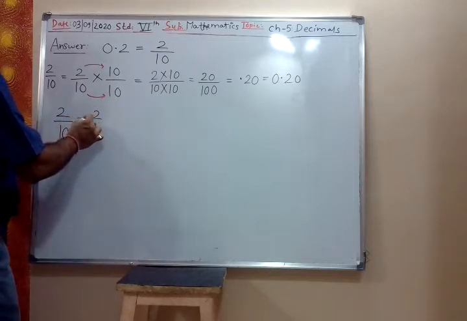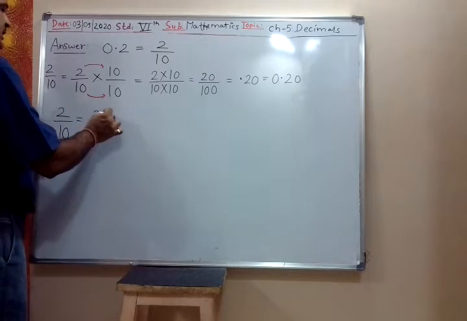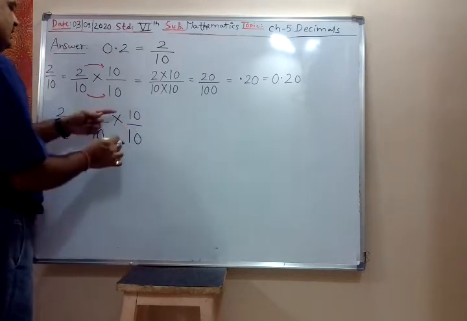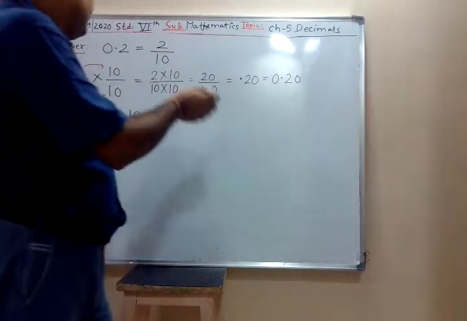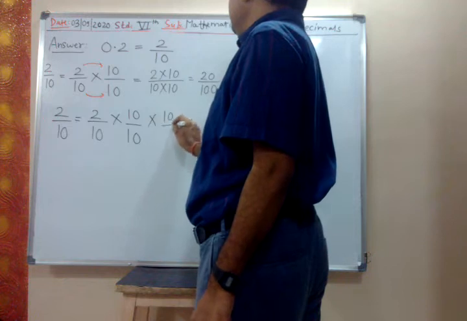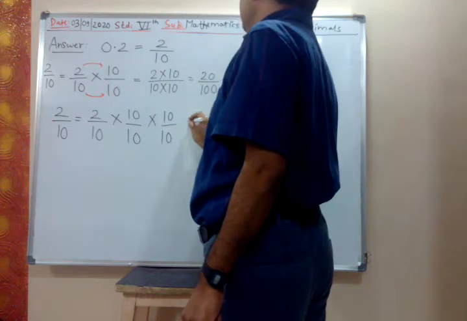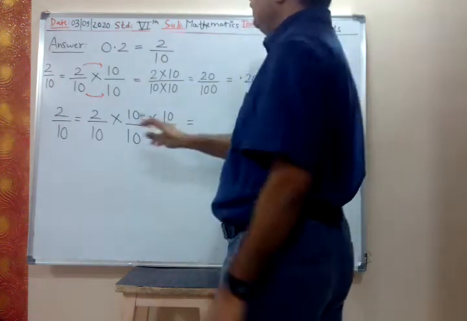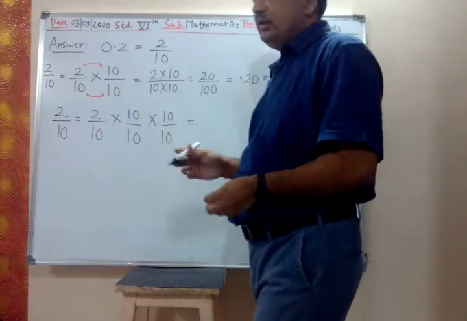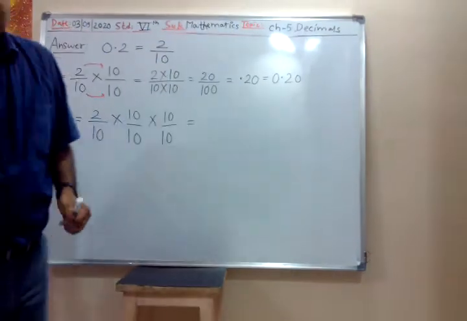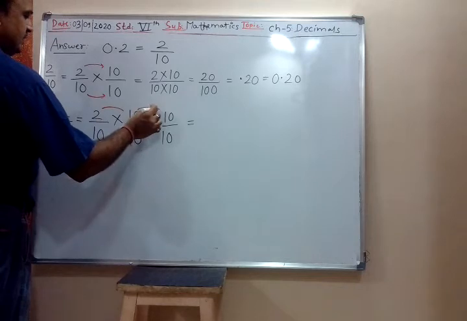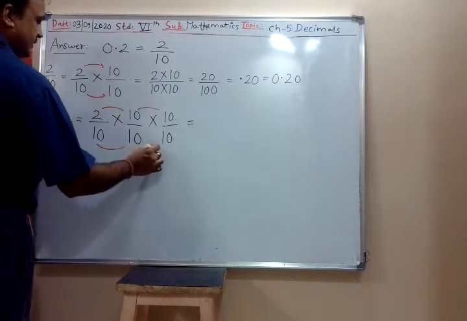Again 2 upon 10. I will multiply by 10 in the numerator and multiply by 10 in the denominator. So 10, 10. Then again we multiply by 10 in the numerator and by 10 in the denominator. So now we multiply the fractions: numerator with numerator, denominator with denominator.